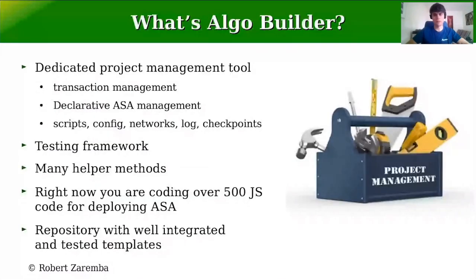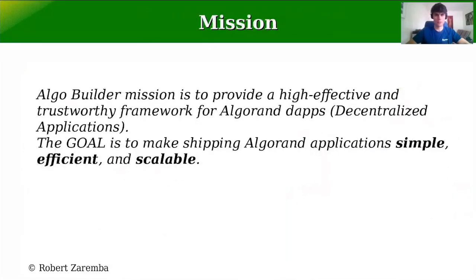In the last session, we presented how you can use Algo Builder to reduce 500 lines of code in JavaScript to deploy an ASA to 12 lines of code. So again, I really invite you to see the first session. And we are also promoting Algo Builder as a go-to place for well-integrated tests and templates. The mission of Algo Builder is to provide a highly efficient, trustworthy framework for Algorand dapps. The goal is to make developing and shipping Algorand applications simple, efficient, and scalable. So I hope that you will get on board with that mission, use Algo Builder and share feedback.